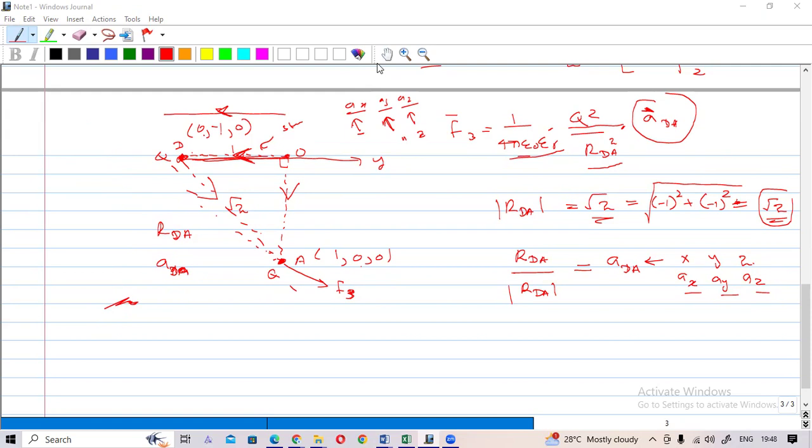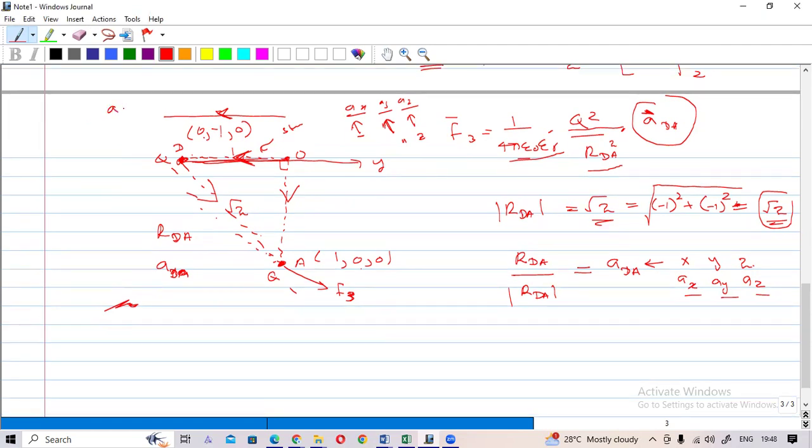So actually, this is not AY. One student gave me the answer as AY. This is not AY. What is that? This is the y-axis, that is correct. For the y-axis, we consider the unit vector as AY.